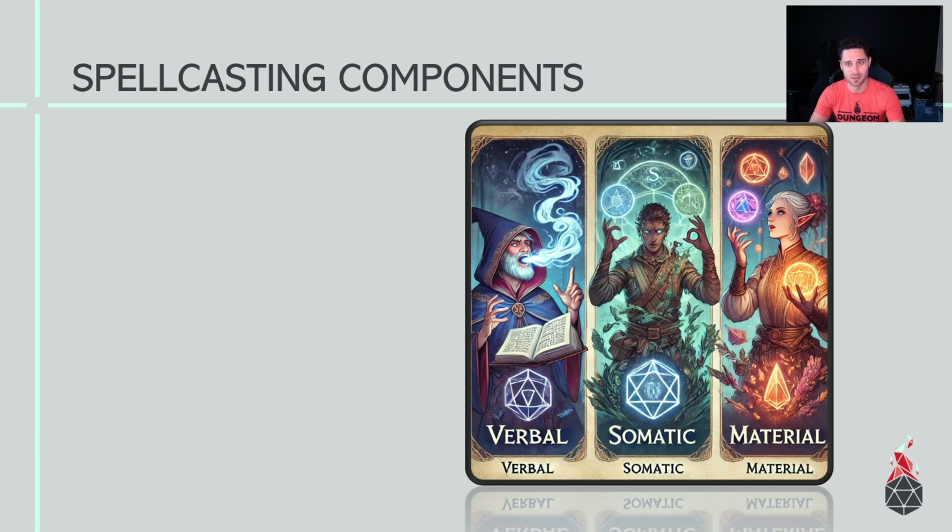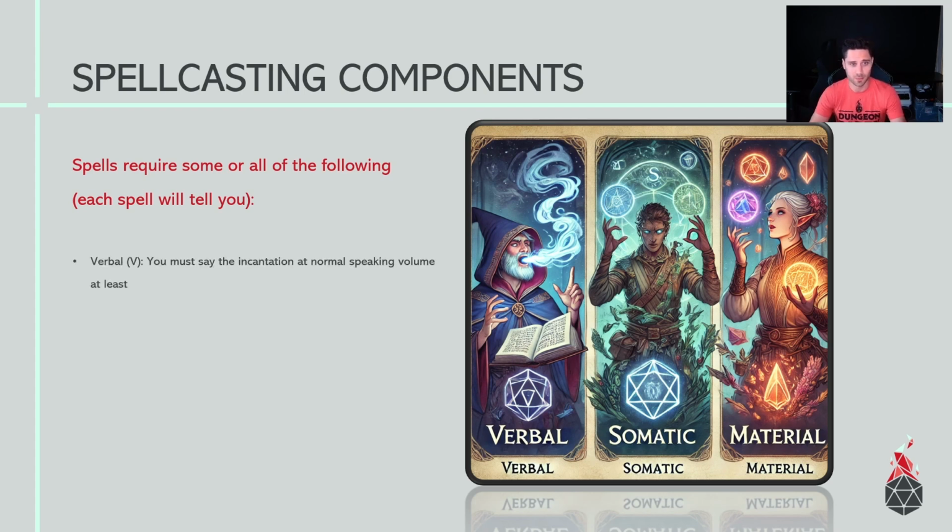Next, we have spellcasting components. Spells require some or all of the following, and again, each spell will tell you which they require. Verbal: you must say the incantation at a normal speaking volume at least, and I say normal speaking volume because there are specific abilities that let you whisper or silent cast a spell. Normally, you have to say it at a normal speaking volume. That's not something that your character is going to be able to do without specifically going for that feat.